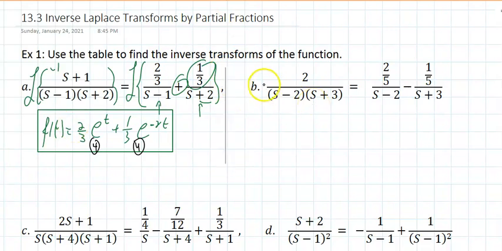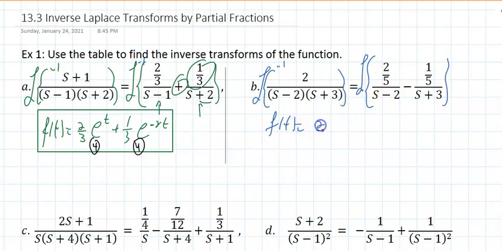When I get to this problem, I'm going to ask you to find the inverse Laplace transform of this. Well, you can't do it as is because the table doesn't have anything like that. So what you do is figure out the partial fraction decomposition. And there it is. This is f of t equals 2/5 e to the 2t, nothing changed, a positive, the opposite of that. That's what the table says. Minus 1/5 e to the negative 3t.